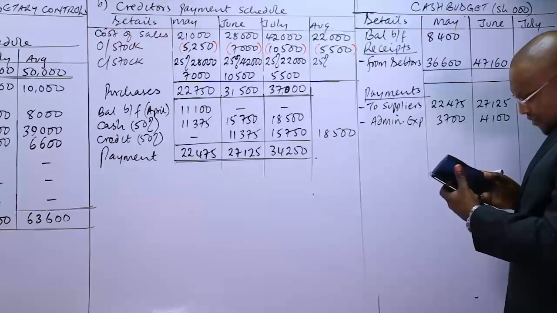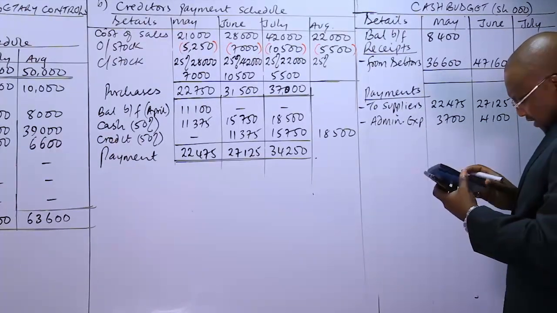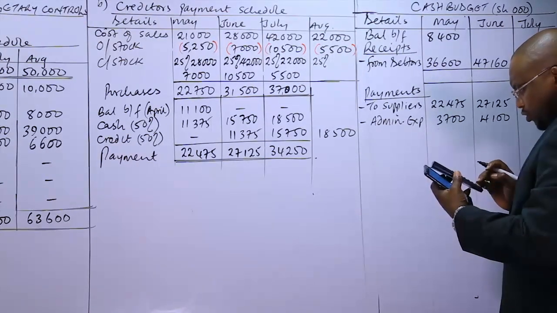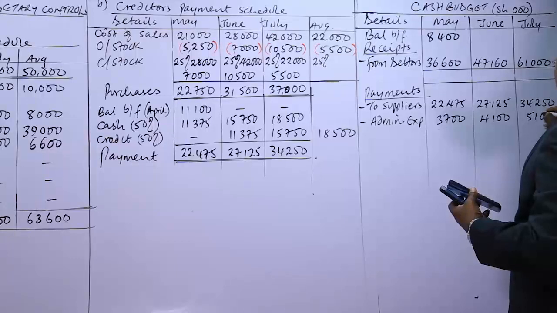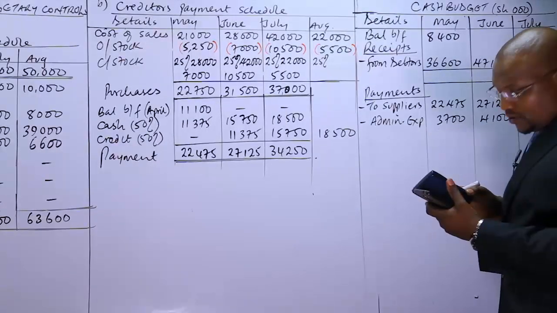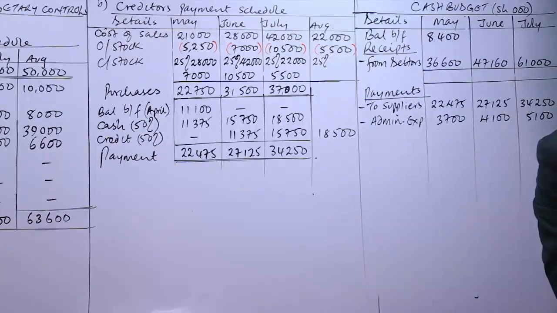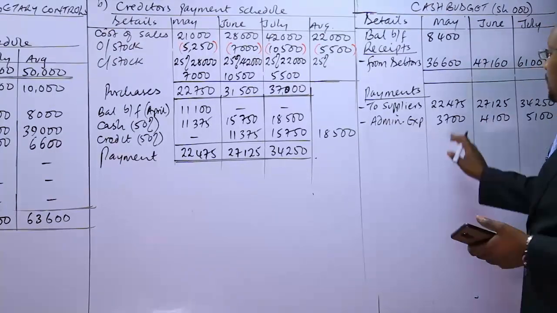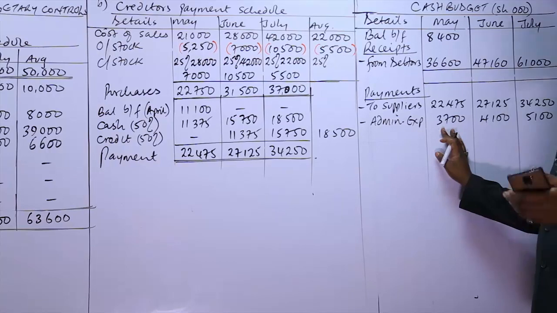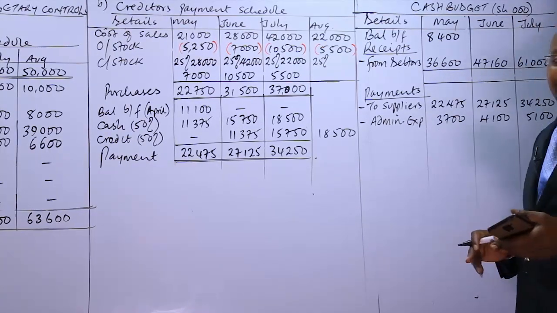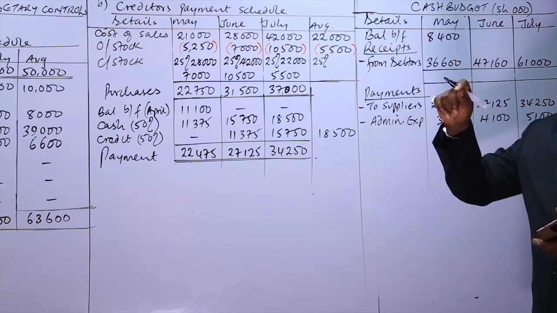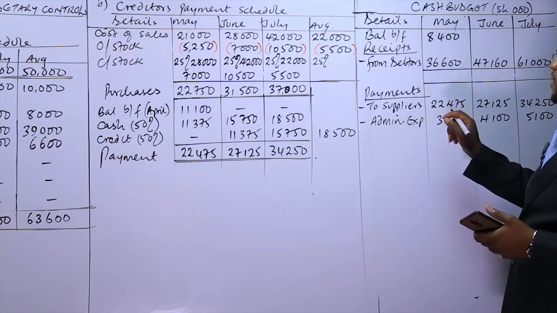And should we take the administration of 6,900, we subtract 1,800, this is going to give us 5,100. So that is all about the administration. And remember, I have deducted the depreciation because it does not involve any cash outflow. And unless we are told otherwise, we expect that admin expenses are to be paid in the same month. That's why I have recorded them for the same month.